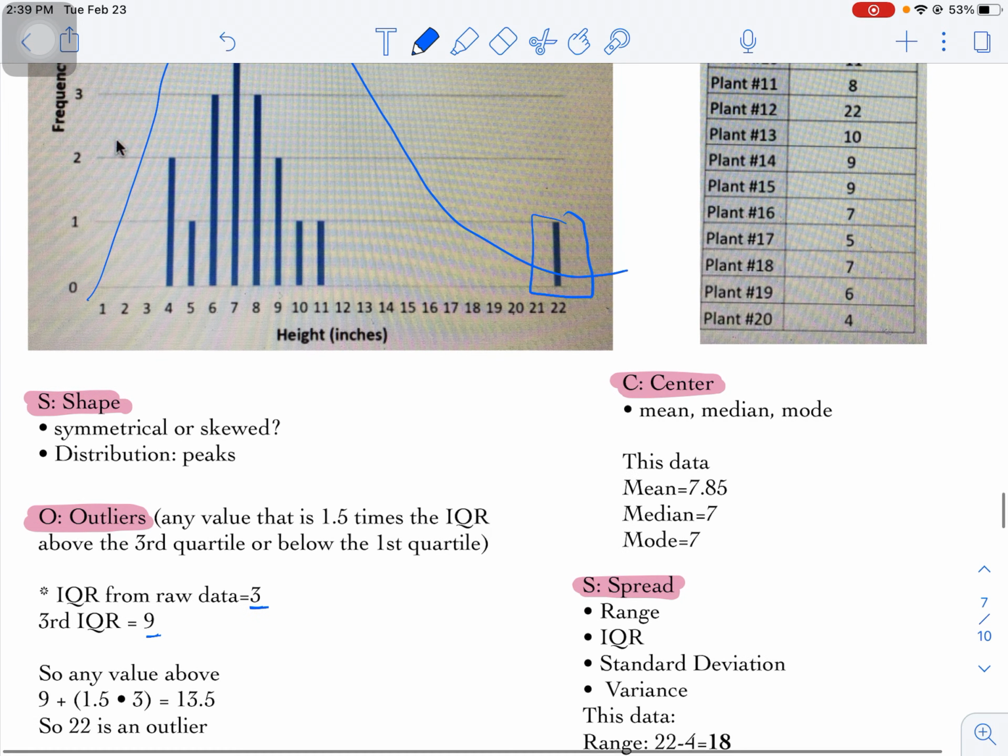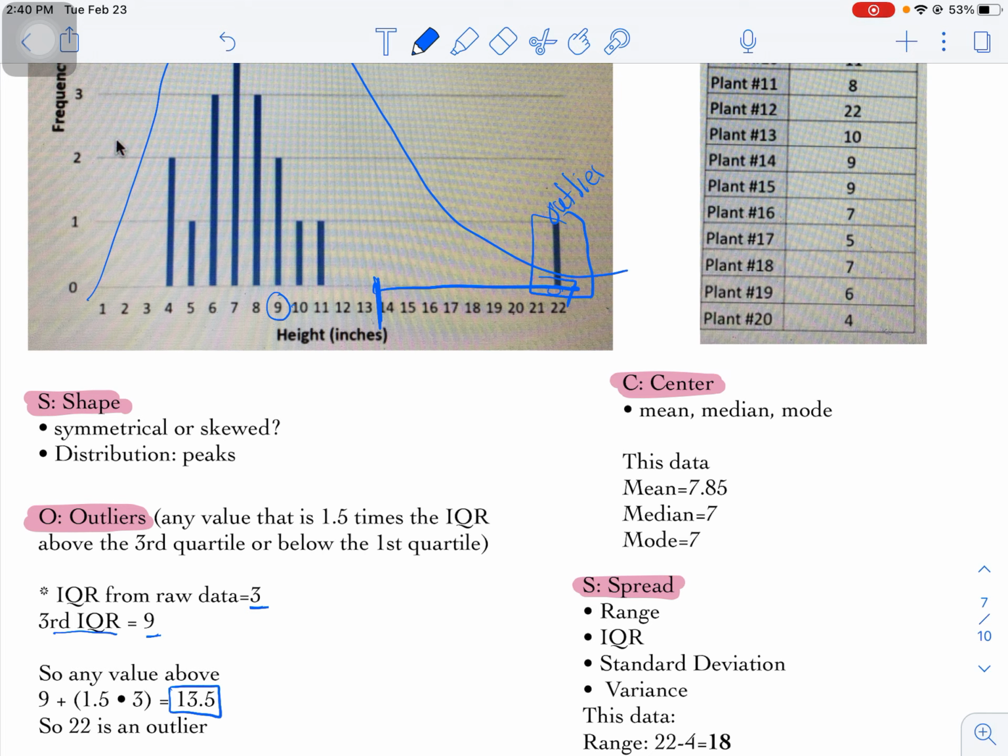So when I do that calculation, 9 is my third quartile, so I'm thinking about right here. If this point is 1.5 times 3 away from 9, or bigger, then it's an outlier. So in this case, when I do my calculations, it's 13.5. That means anything from 13.5 on is considered an outlier. Well, this one is at 22, so it's definitely an outlier. So we know it's an outlier.